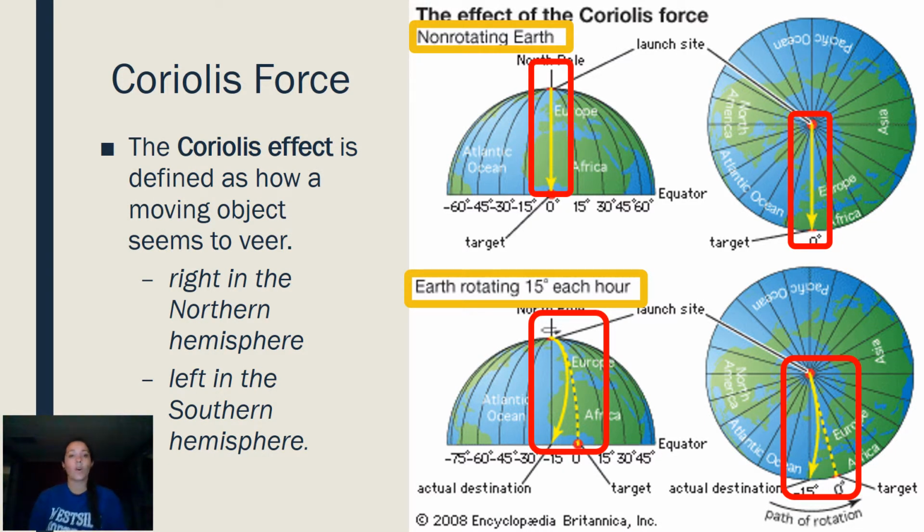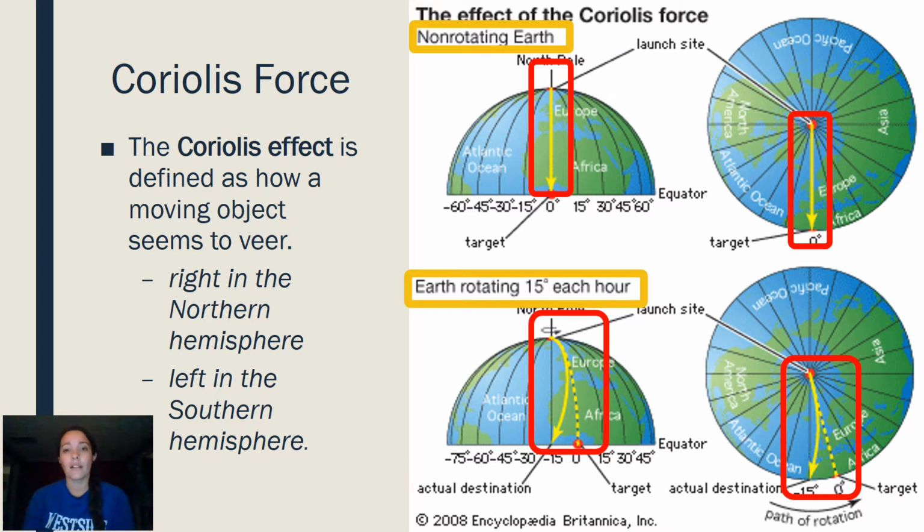All right, so more about the Coriolis force or Coriolis effect. This is how objects move or seem to move. So if you throw something, typically it goes in a straight line. But if you look at it from a different perspective, maybe off the Earth instead of on the Earth, then you'll notice it has a slight spin to it, and that is because the Earth is always rotating.